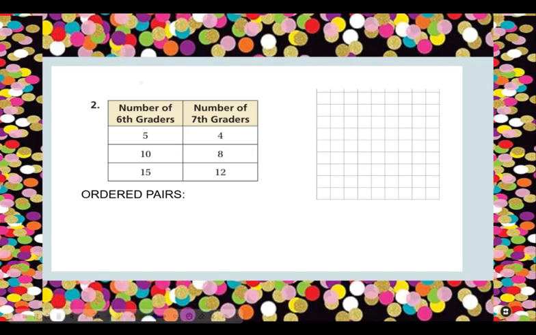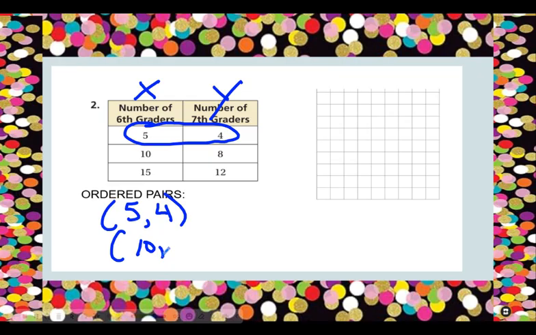Okay, here, number of 6th graders compared to the number of 7th graders, x, y. So my ordered pairs are going this way this time. 5, 4. 10, 8. And 15, 12. So it's x, y, right?